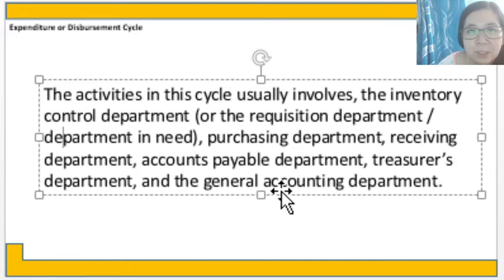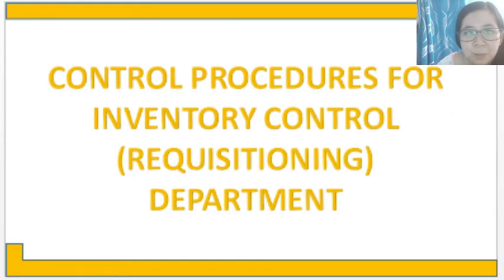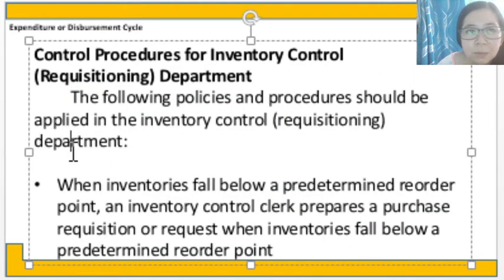Just like under the revenue or receipt cycle, we will also discuss the different control procedures for each of these departments. To start, let us discuss the control procedures for the inventory control or the requisitioning department. We have here the following policies and procedures that should be applied in this department.